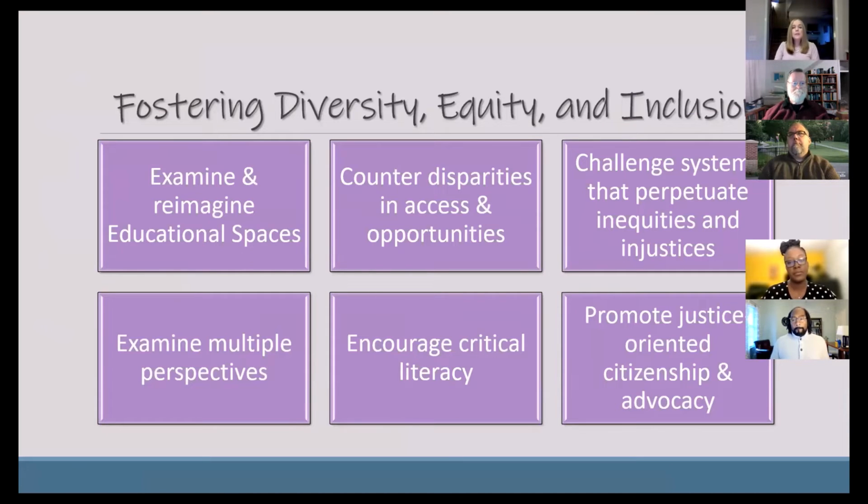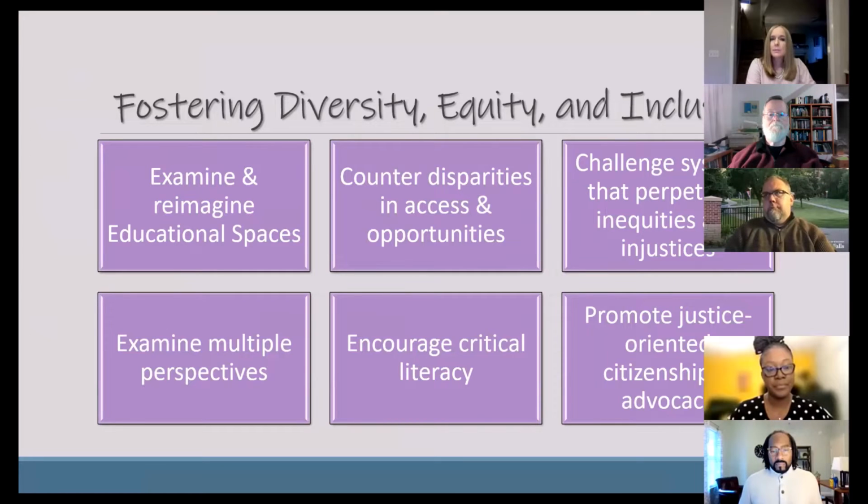So when we look at the chapters, we see themes. Lots of the chapters and authors really focus on this idea of how do we examine and reimagine educational spaces. Just because we've always done something a certain way doesn't mean we need to continue doing it that way. So how, as educators and teacher educators, can we examine what's happening and then also reimagine those educational spaces?